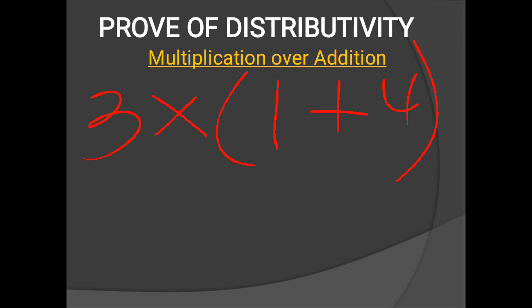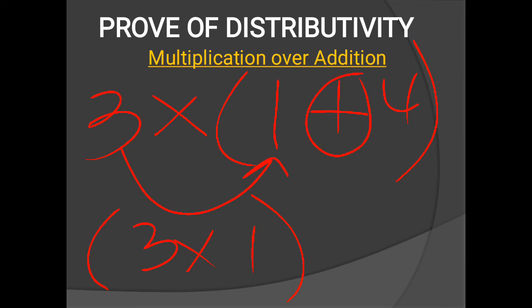So 1 plus 4 is 5. 5 times 3 is what? 15. 3 fives are 15. Or we expand: 3 times 1. The first one I had was 15. Let's not forget 15.